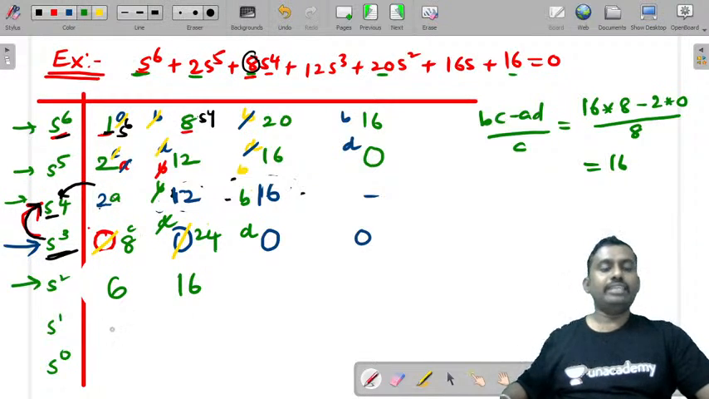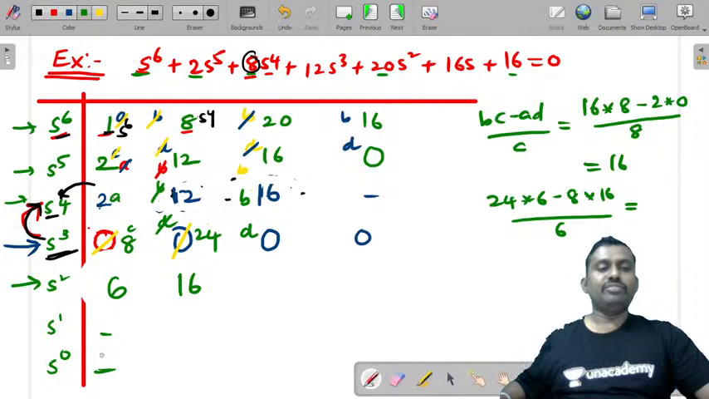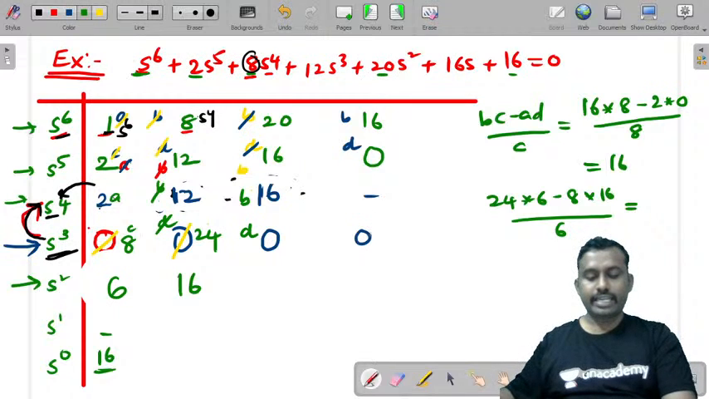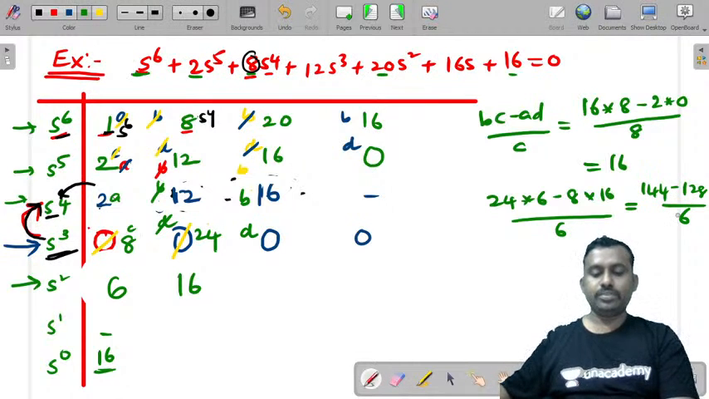Now let us find the rest of the terms. You need to find this term. It is 24 into 6 minus 8 into 16 by 6. I want you to tell this value, and if by practice you can write it, it will be 60. So what is 24 into 6 minus 8 into 16 by 6? 24 into 6 is 144, minus 16 into 8 is 128, by 6. 144 minus 128 will give you 16 by 6.